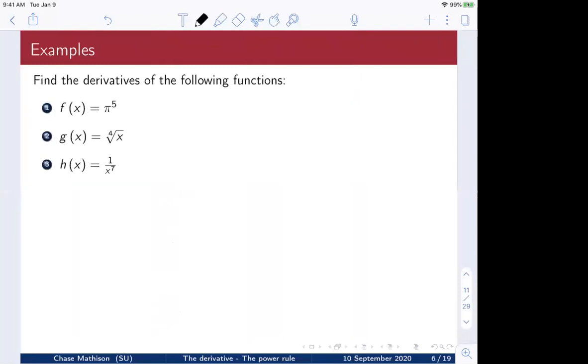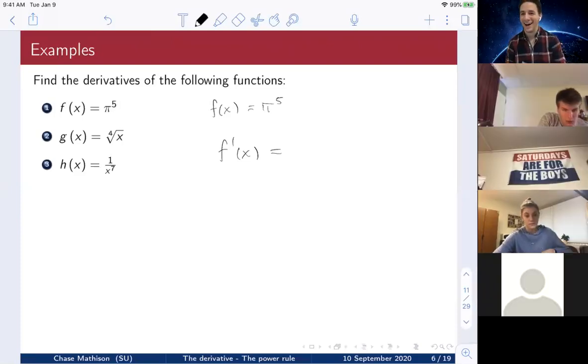All right, so we've got f of x is pi to the 5th. Let's do this one first. I want to find f prime of x using the power rule. So what am I going to get? I'm tricking you guys, just so you know. This one's a trick. I am tricking you. So what am I going to get here?